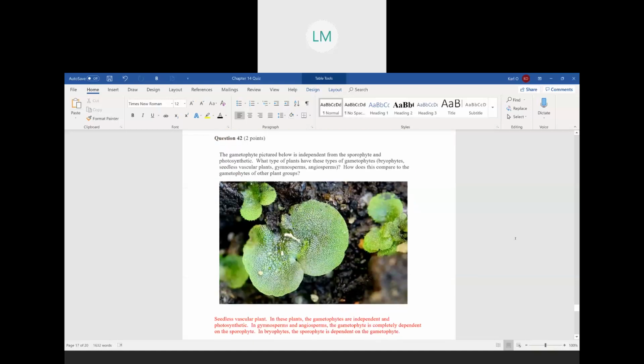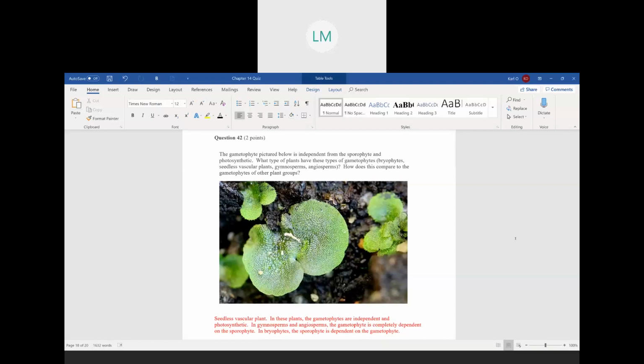Question 42, the gametophyte pictured below is independent from the sporophyte and is photosynthetic. What type of plants have these types of gametophytes? Bryophytes, seedless vascular plants, gymnosperms, or angiosperms? And how does this compare to the gametophytes of other plant groups? So we have a gametophyte that's independent and photosynthetic. So this is going to be for our seedless vascular plants. This is kind of in between our dominant sporophyte and then our dominant gametophyte that we saw in the bryophytes.